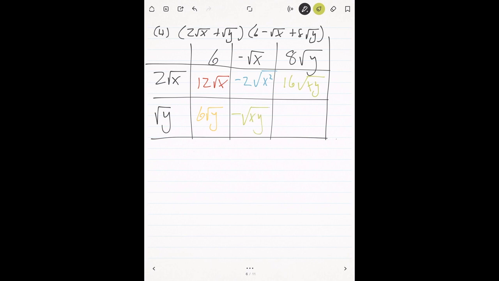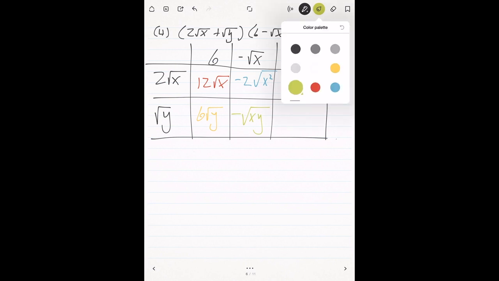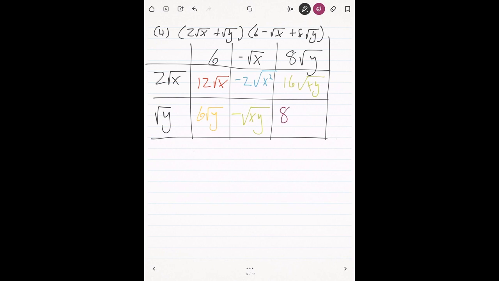And then the very last terms we're going to multiply together are the 8 root y and the root y. Let's try a color I haven't tried before. So we have 8, and root y times root y is root y squared, because y times y is y squared. Okay, so we've done all of the multiplication, we've distributed each thing through individually.